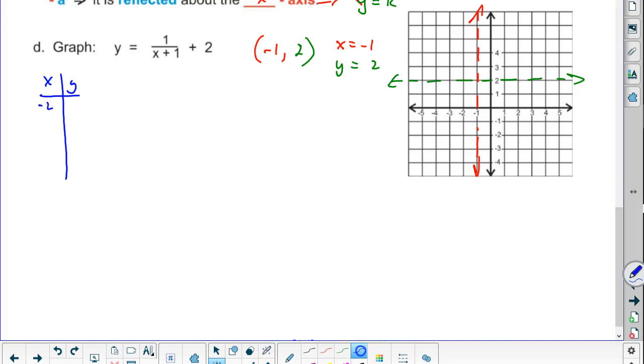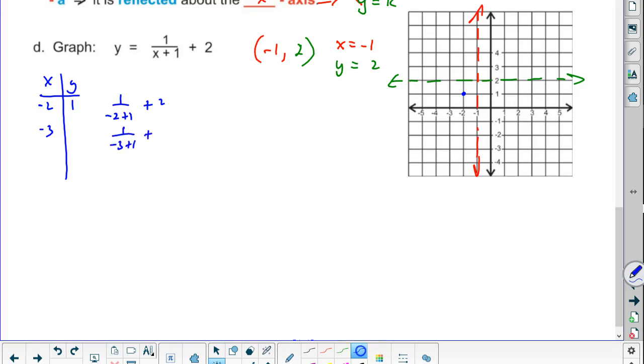Let's use good old negative 2, because that's the first value to the left of the asymptote. So what do we get? We get 1 over negative 2 plus 1, plus 2. So that's a negative 1 plus 2, which is a 1. So we get the point negative 2, 1. Do you see how this is going to be, quote unquote, mostly in quad 3? It's going to be a little bit in quad 2, but mostly in quad 3, right? Okay, so we know that. That's good. Negative 3.